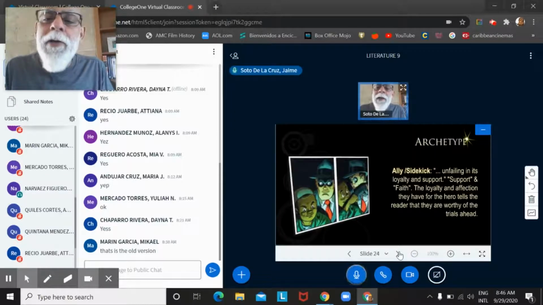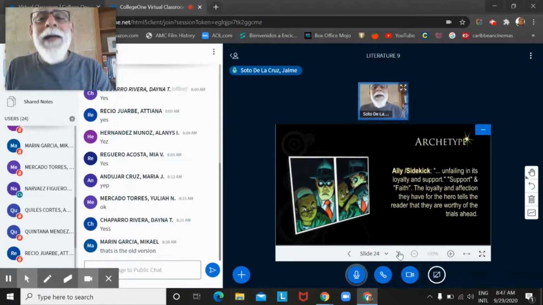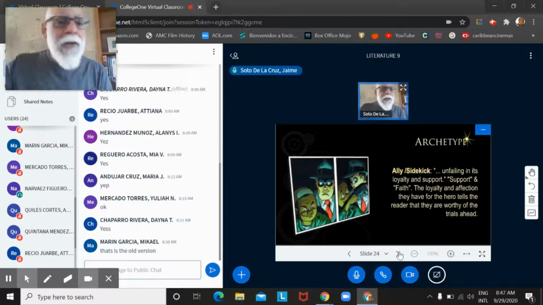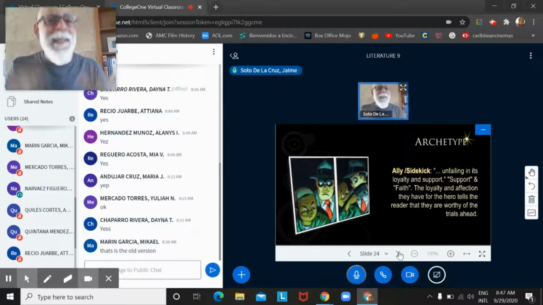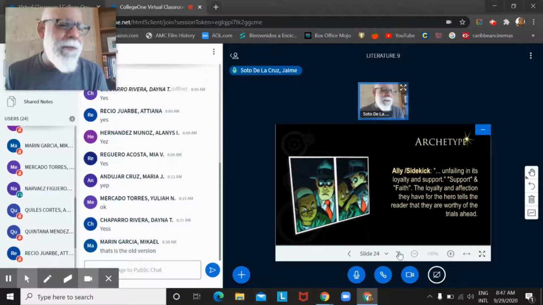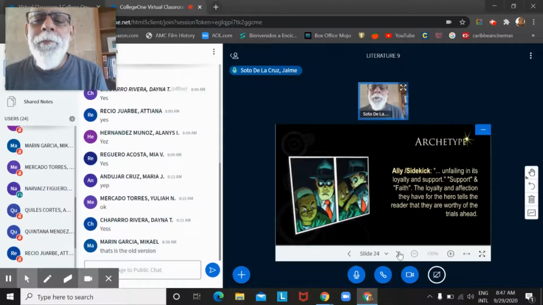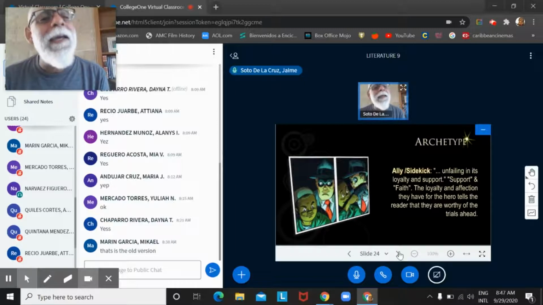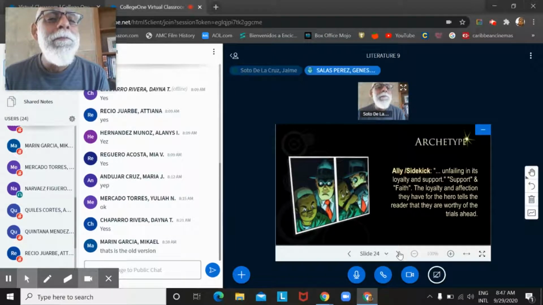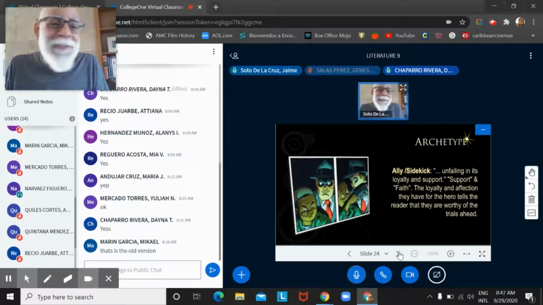Another archetype includes the ally or the sidekick, who is unfailing in loyalty and support toward the protagonist. What characterizes this character is something called support and faith. He supports who? The hero. And he believes in the hero. That's why we say that faith is one of the components of this archetype. Who comes to your mind when we say sidekick? Robin. Every Batman has his Robin, right?